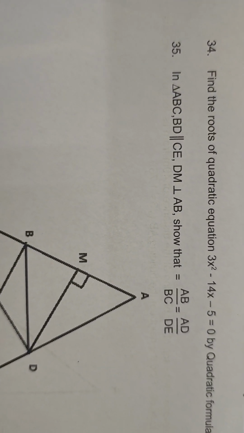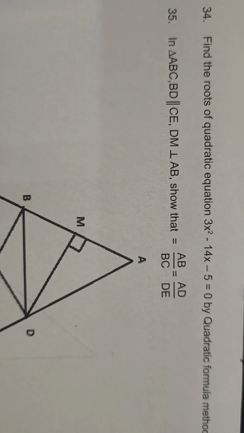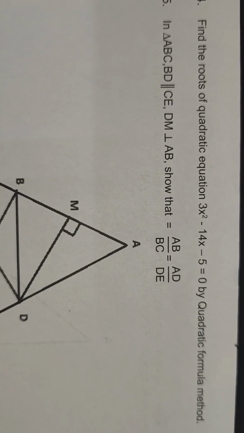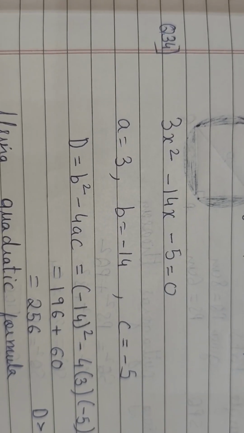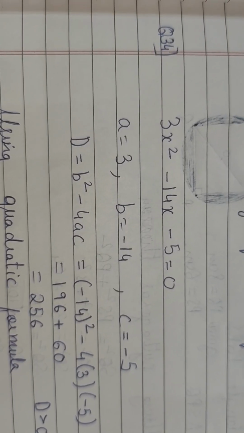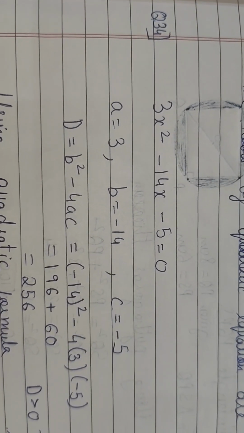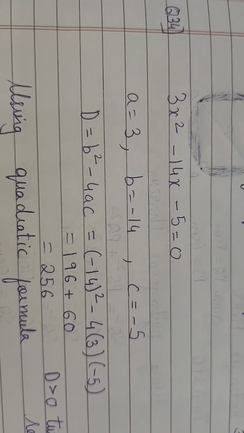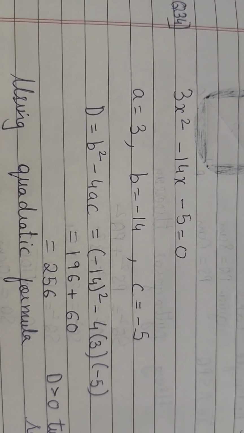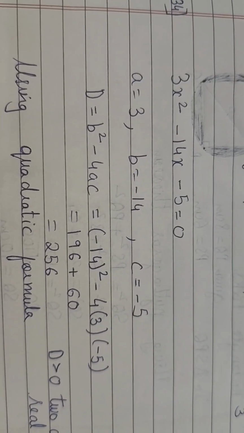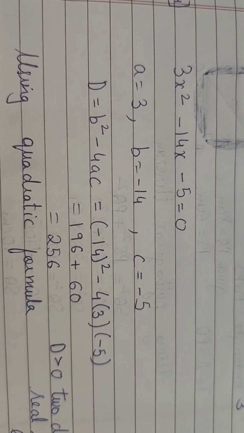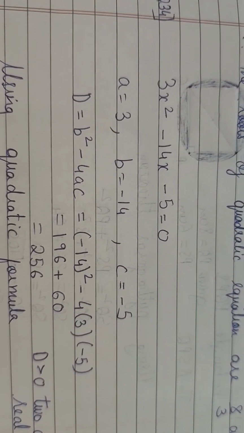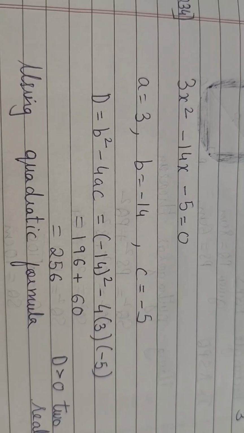Question number 34. Find the root of a quadratic equation 3x square minus 14x minus 5 is equal to 0 by quadratic formula. So now I have written the equation. So a will be 3 and b will be minus 14 and c will be minus 5. First I will find the discriminant. The discriminant formula is D is equal to b square minus 4ac. So I will substitute the value of b as minus 14, minus 4 multiply by 3 multiply by minus 5.